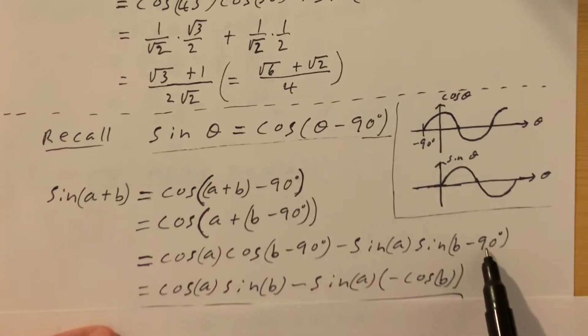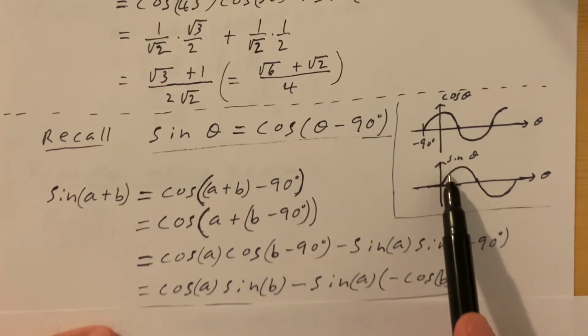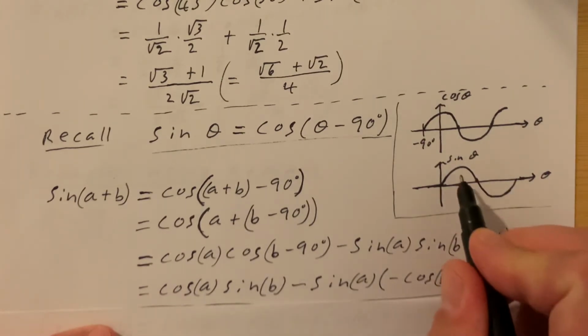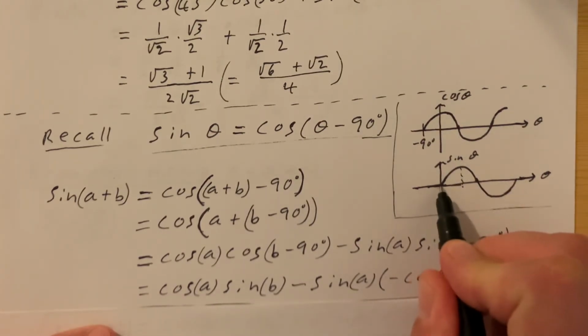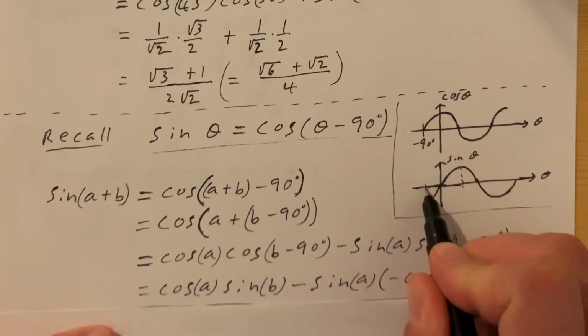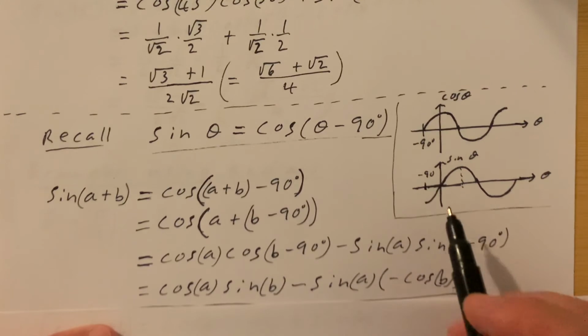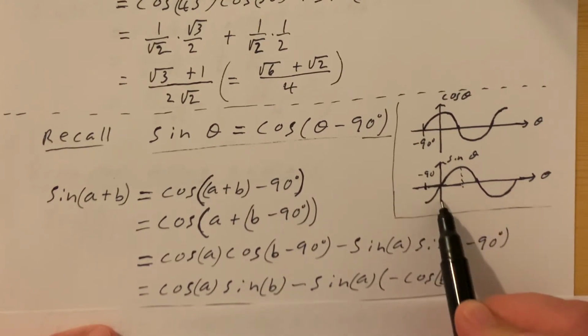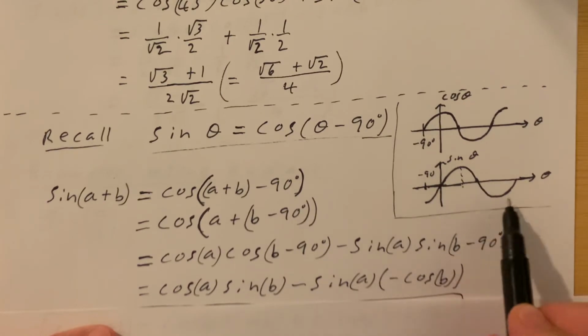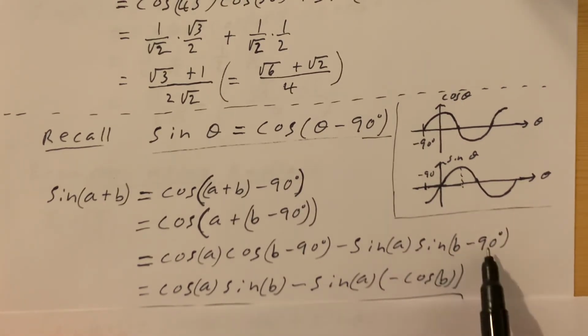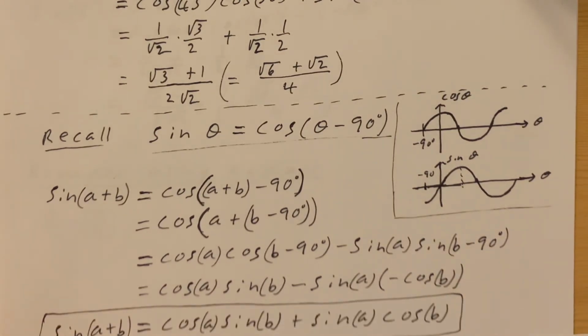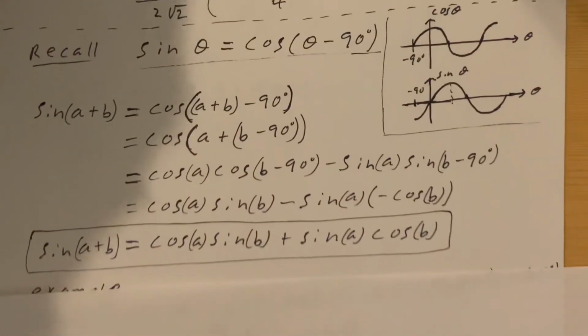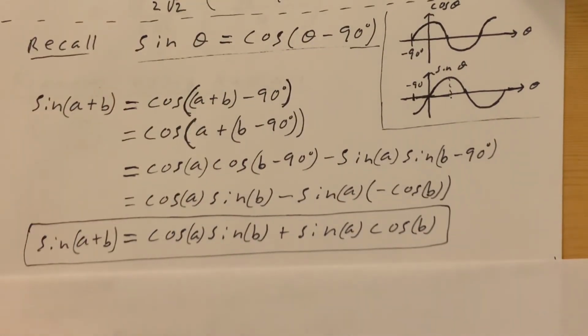And sine of b minus 90, well, that's moving the sine function forward. If I take this sine function and move it forward 90, negative 90 comes back here. If I move that forward 90 degrees, I'm going to end up with a negative cos. So I'm replacing sine of b minus 90 with negative cos b, and that minus can come out here. And we've got now a formula for sine of a plus b.